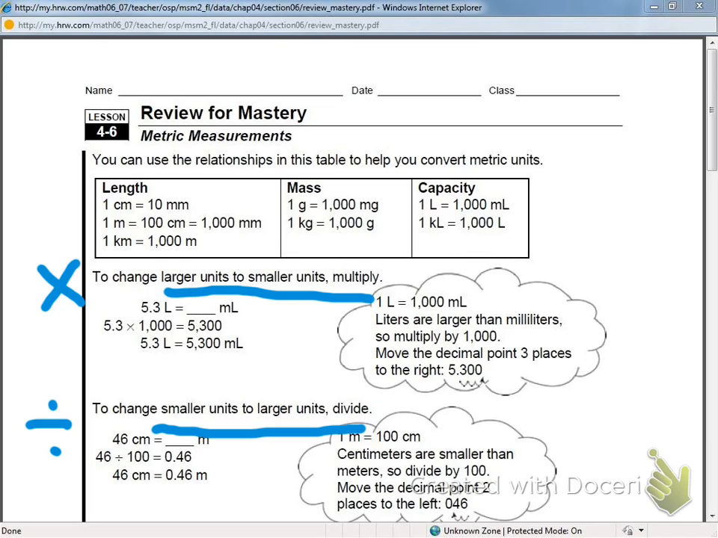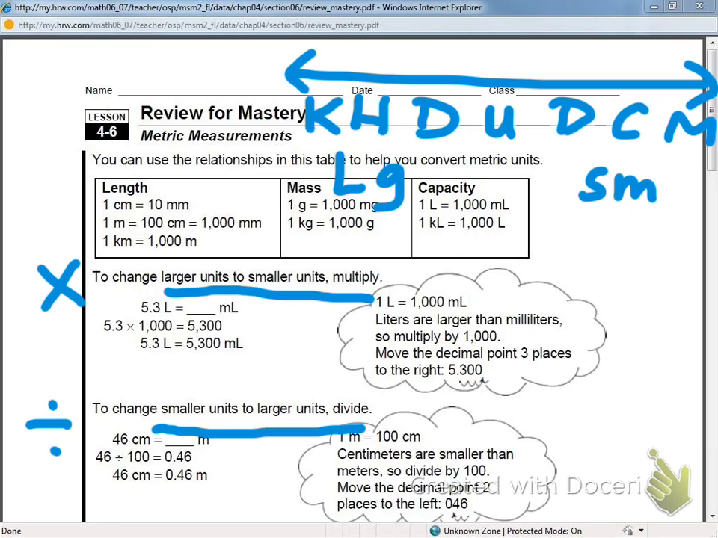So an easy way for Mrs. McCowan to remember the units of measure for metric, I have a little number line that I use. So on my number line, I write down all the units of measure, and it helps me remember it. It goes like this: kilo, hecta, deca, unit, deci, centi, milli. So these are the smaller units on the right, the larger units on the left. So when I go from one side to the other, it helps me remember.